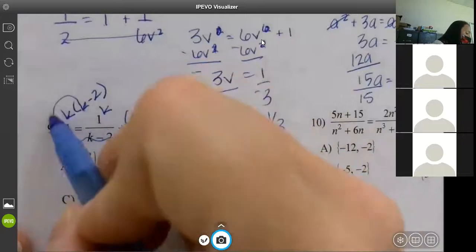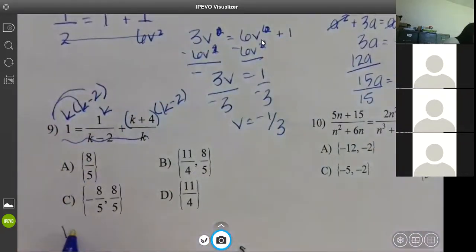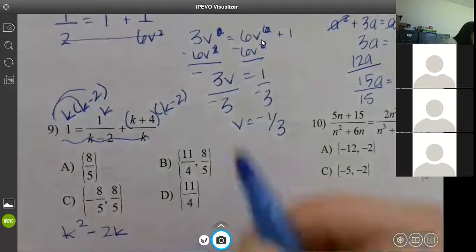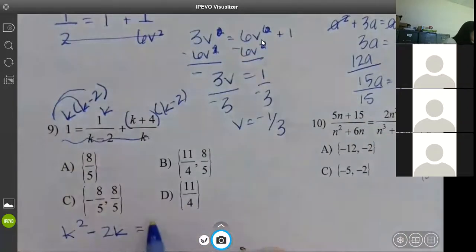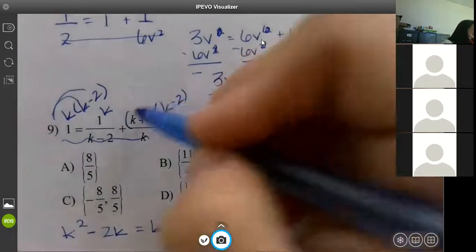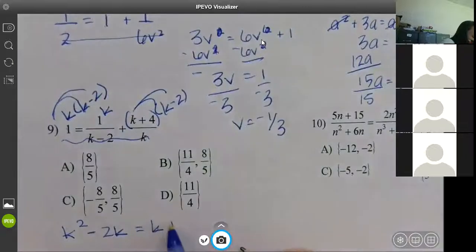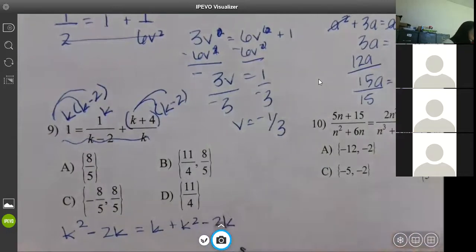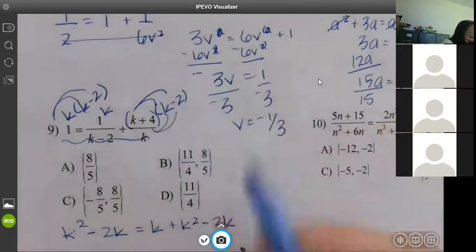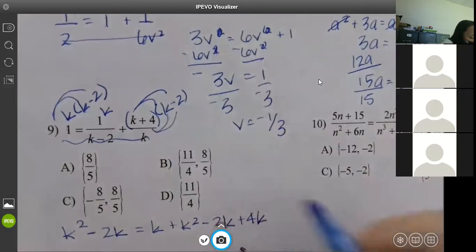Distribute 1k times k. 1k times k. K squared. 1k times negative 2. Good. So that one's done. Equals 1 times k is k. Double distribute. K times k is k squared, k times negative 2 is negative 2k, 4 times k is 4k, 4 times negative 2. Negative 8.